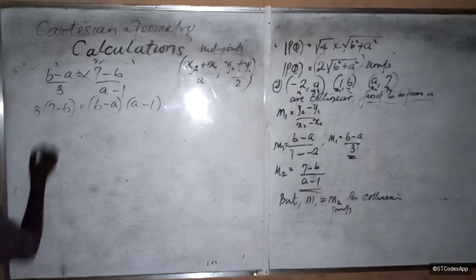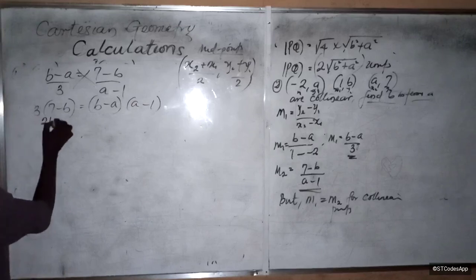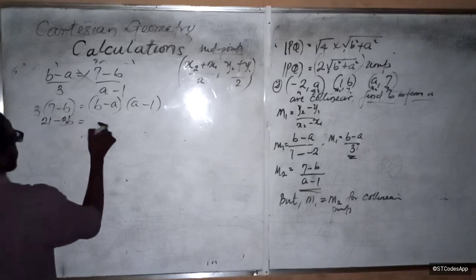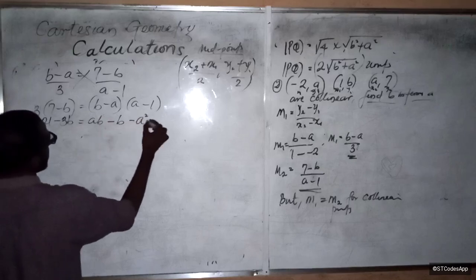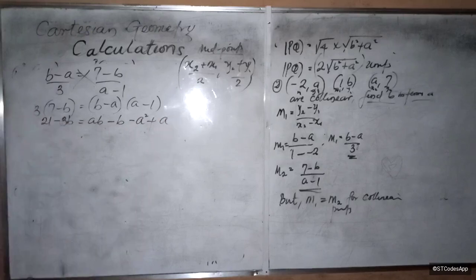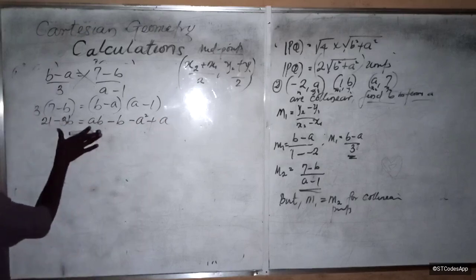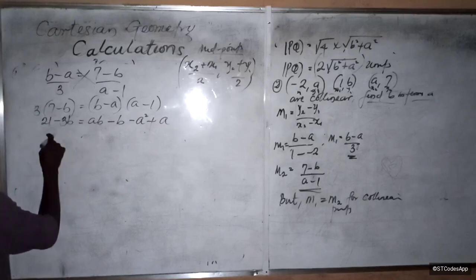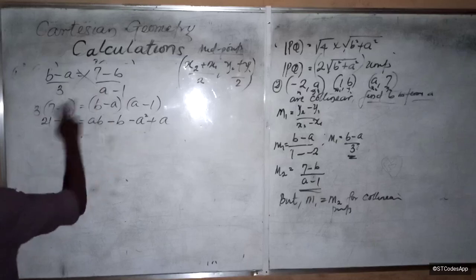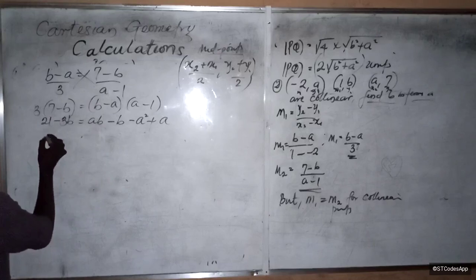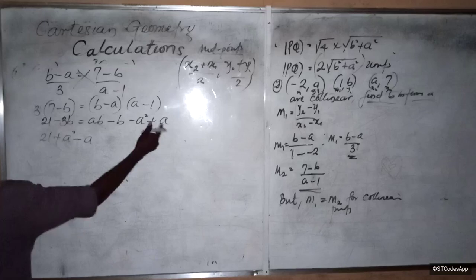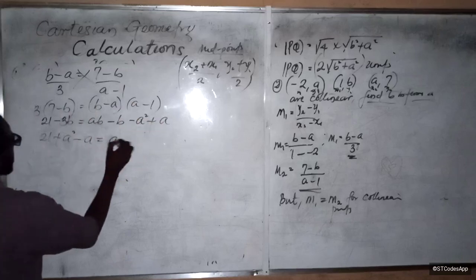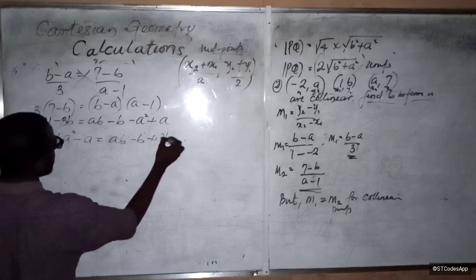So with this, I have 3 times 7, 21, minus 3b is equal to ab minus b minus a squared plus a. With this, we can collect all the terms that have b together since we want to make b the subject of the formula. So these will come here, this will go there, so that we have 21 plus a squared minus a. This 3b will come here, this will go there. We have ab minus b plus 3b.